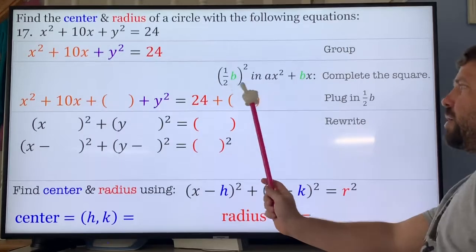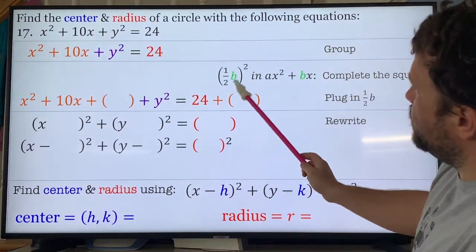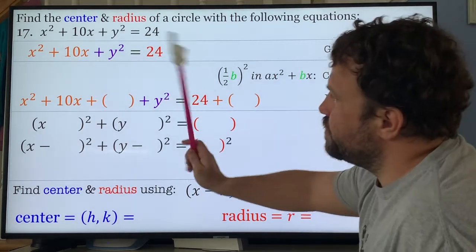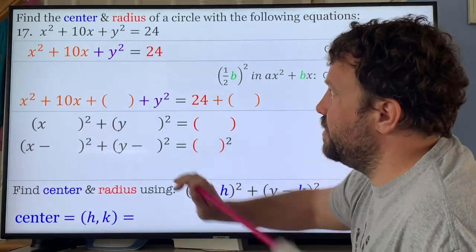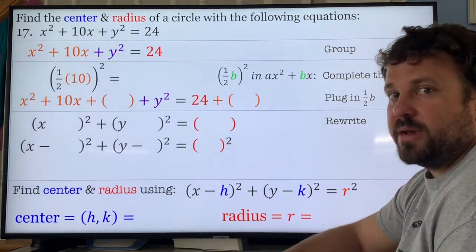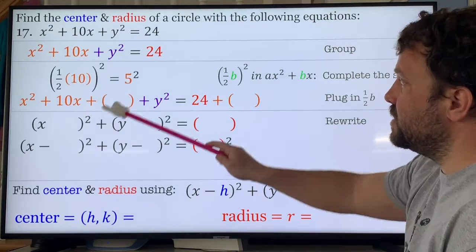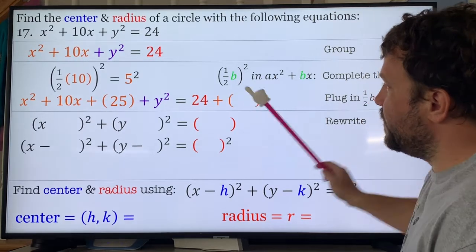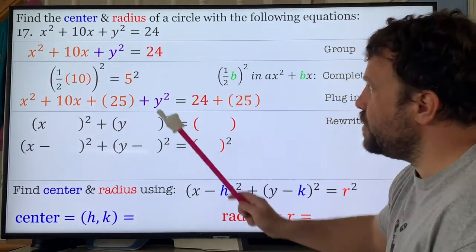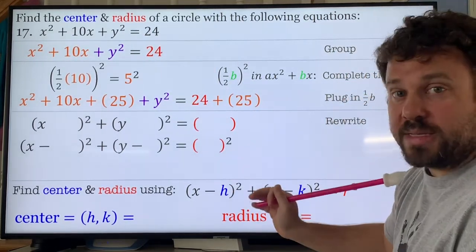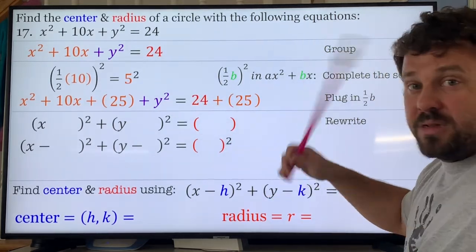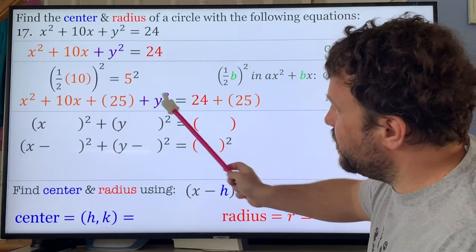So step two, you're going to find the perfect square. So half of b, squared, and ax plus b, complete the square. 10. Half of 10, squared. Half of 10 is 5. 5 squared is 25. Since I add 25 to this side, I also have to add 25 to the other side. y squared is by itself. So technically, if you want to do half of 0 equals 0, 0 squared is 0, just wasting your time. So you don't have to do anything here.